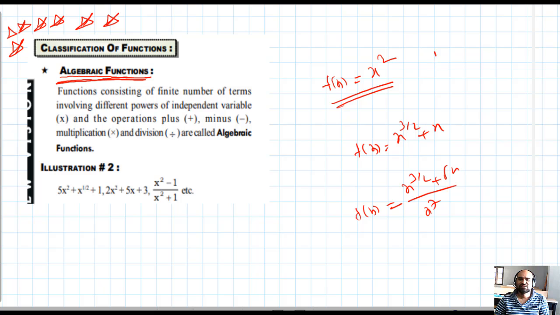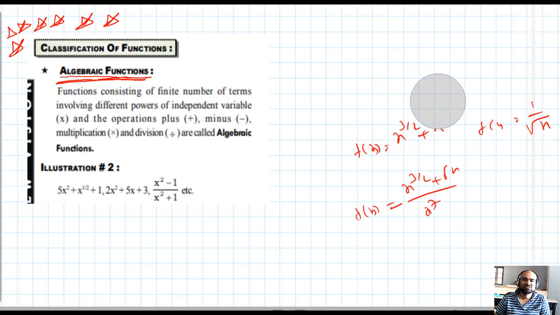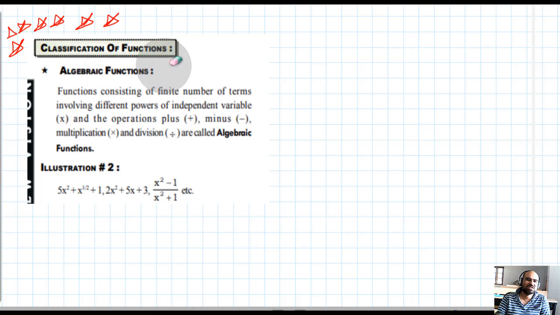One more thing I will write. Just f of x is given as x. It is also an algebraic function. f of x equal to 1 by x, algebraic function only. f of x equal to square root of x is an algebraic function. This is about algebraic function. Some illustrations are given. So complete.